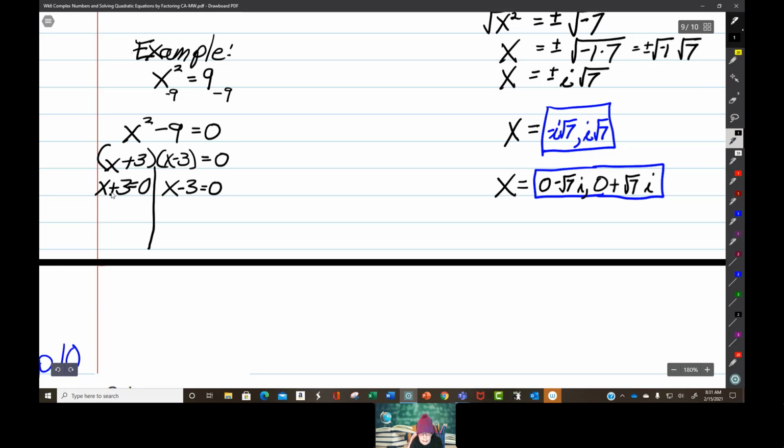Now, when I solve this, I subtract 3 from both sides. So I get x equals negative 3. And over here, I add 3 to both sides. So I'll get x equals positive 3. So I have two answers. I have two solutions to this little equation. And they are negative 3 and positive 3, which can also be written plus minus 3.